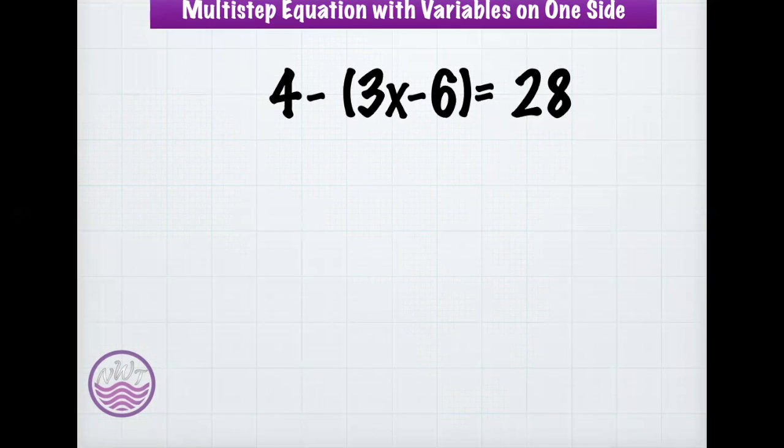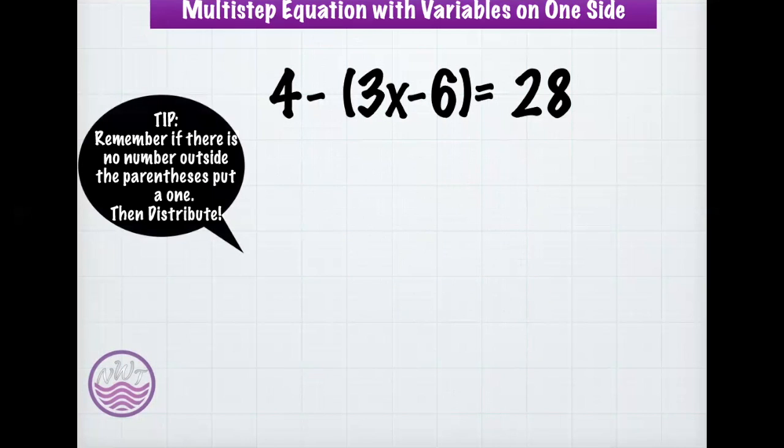So example 2, we have 4 minus 3x minus 6 equals 28. If I'm looking at this question, I have to know that there is something in front of that parentheses, always. So remember, if there is no number outside the parentheses, put a 1, then distribute. I know that there is always going to be a 1 outside that parentheses if there is no other number. And in this situation, we have a negative 1.